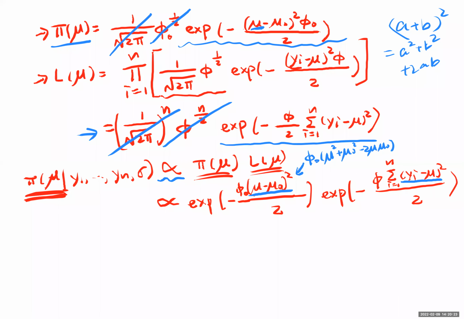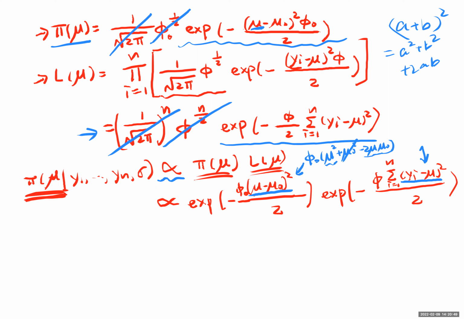So phi zero is a constant multiplied in front of it. And we have a mu squared over here, so we have to keep this. We have mu zero over here, so I have to keep that, but I can actually delete this part because I don't need to worry about phi times mu zero squared. Okay, so that we agree. Good. And then the other one, let me try to do it up there.